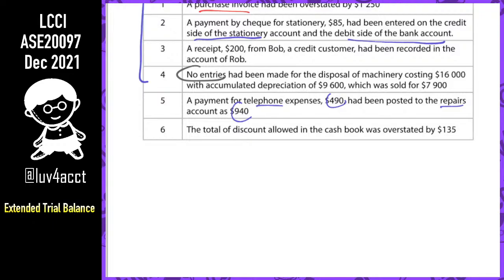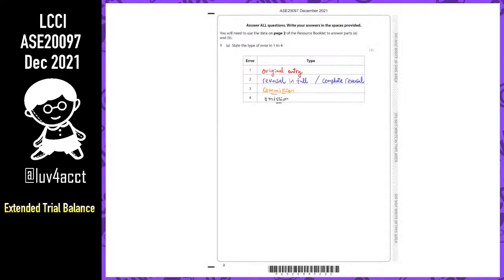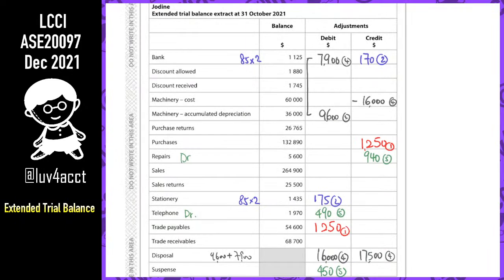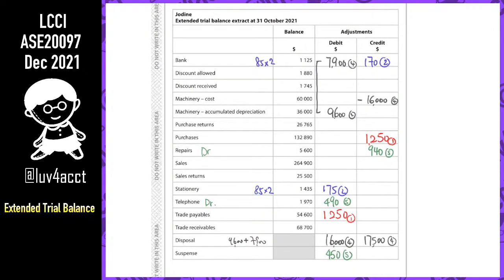Discount allowed, we have a total of discount allowed for the month, and then we put it into the discount allowed account. So this 135 overstated, of course, it's very simple. We just take it back, reduce it. Discount allowed is in the debit side because it is an expense. If we want to take an amount away, we credit it, item 6.